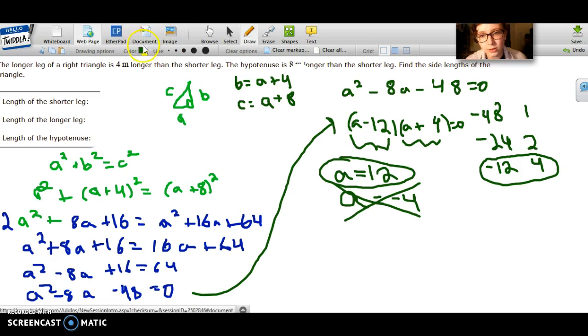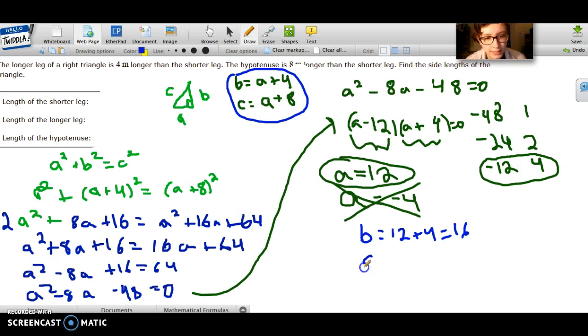And then we can go back to our original expressions from the problem: B equals A plus 4 and C equals A plus 8. So since A is 12, B equals 12 plus 4, which is 16. And C equals 12 plus 8, which is 20.